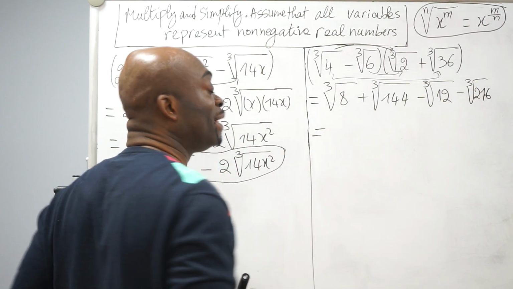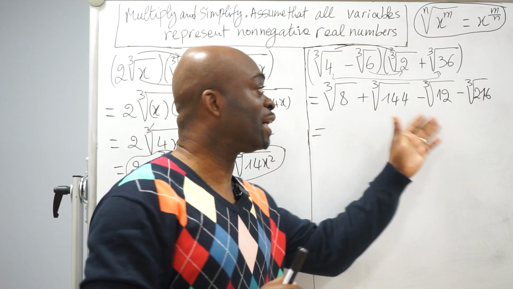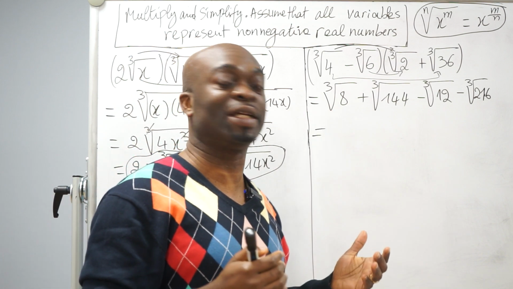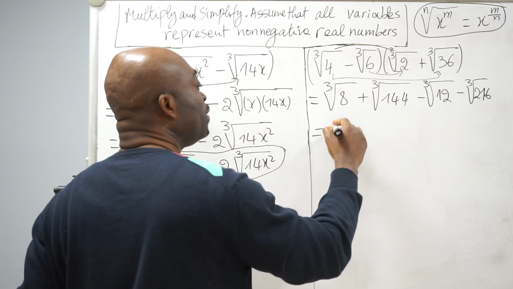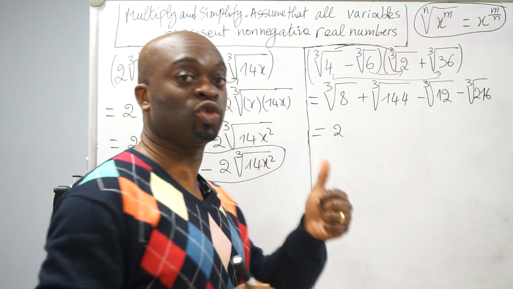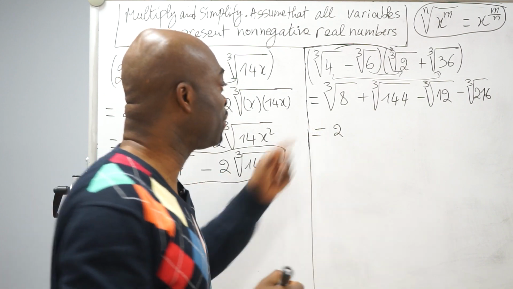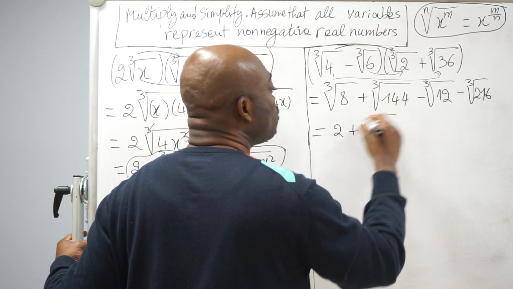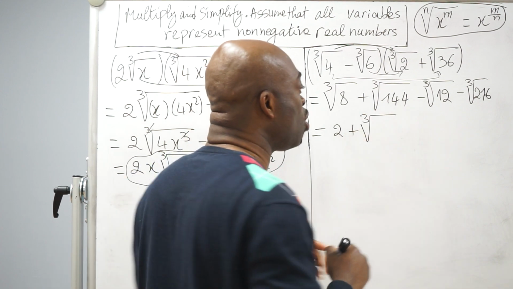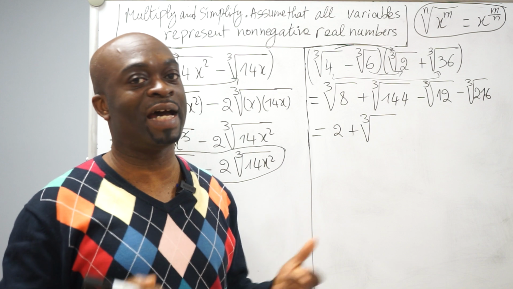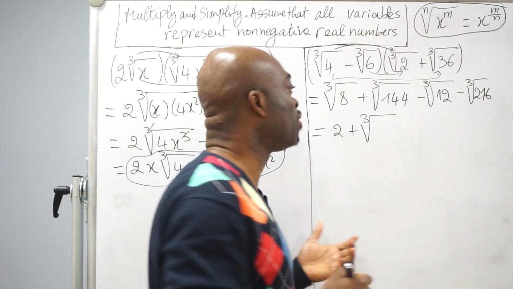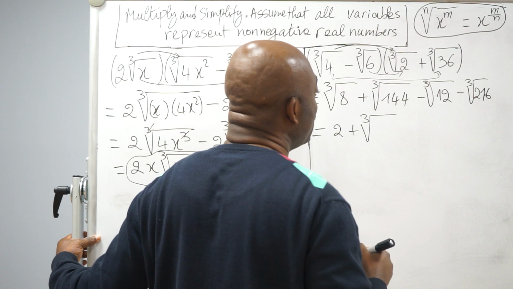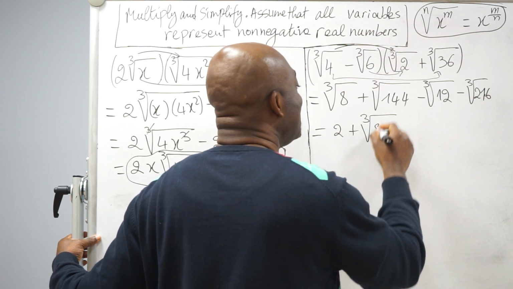And then we go ahead and break down whatever we can break down also in this case. So cube root of 8, how can we break it down? That is just a 2, because 8 is a perfect cube: 2 times 2 times 2 is 8. How about 144? Is 144 a perfect cube, or can we break it down? 144 is not a perfect cube, but we can break that down into 8 times 18.